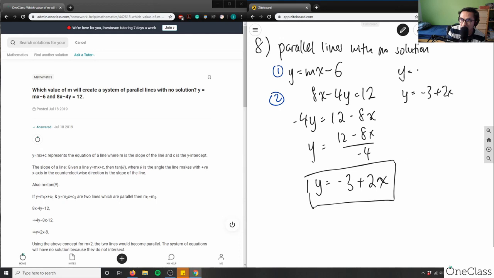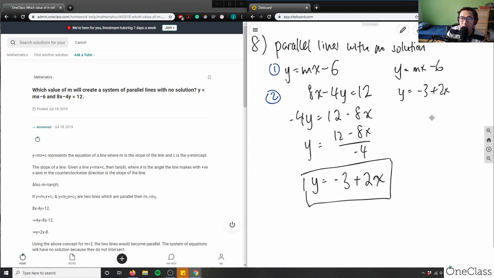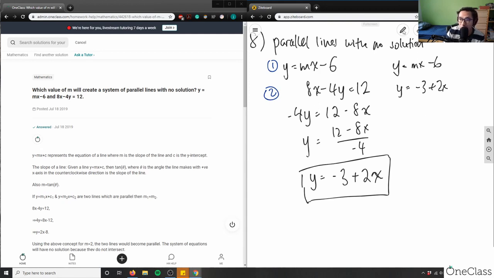And I have y equals mx minus 6, right? So I want parallel lines with no solution. If I remember, the concept of parallel lines is simply lines with the same slope. So this m would have to be the same slope as this one here. Therefore, m would have to equal 2. So y would be 2x minus 6, and y would equal minus 3 plus 2x.